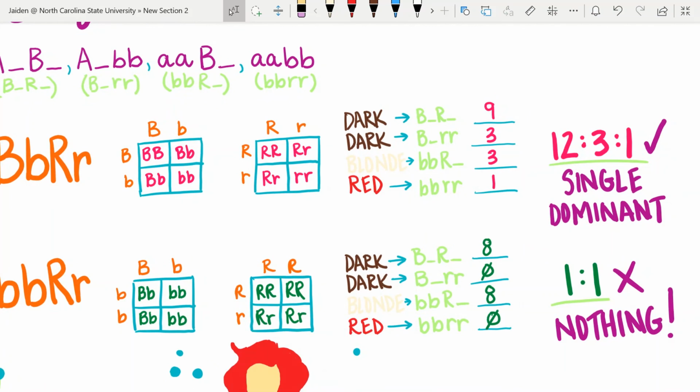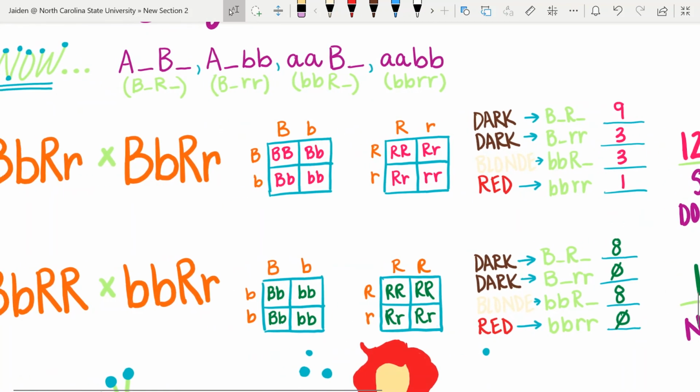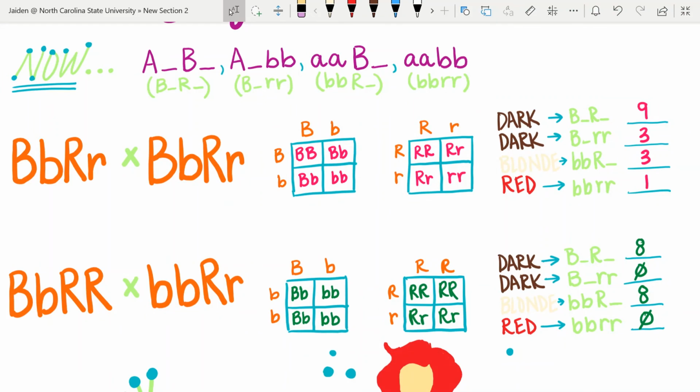So if we simplify our ratios, we get a 12 to 3 to 1 ratio at the top cross, meaning that it is single dominant epistasis. But we get a 1 to 1 ratio for the second cross, meaning it's not single dominant.